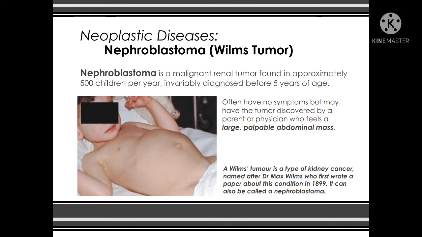Next is the Wilms tumor or the Nephroblastoma. It is a malignant renal tumor found in approximately 500 children per year. So invariably diagnosed before 5 years of age. So often, they have no symptoms but may have the tumor discovered by a parent or physician who feels a large palpable abdominal mass. So for Wilms tumor, the abdominal CT scan is the modality of choice for the diagnosis.